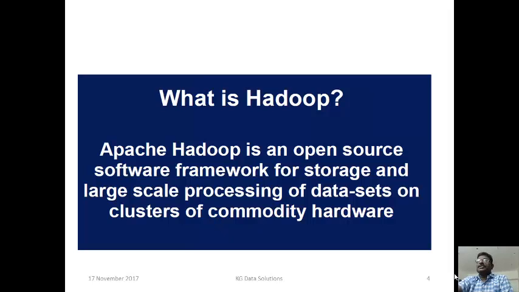Apache Hadoop is an open source software framework for storage and large scale processing of data sets on clusters of commodity hardware. If you look at the definition closely, Apache is an organization and Hadoop is a product. It's open source. What is open source software? A software is open when you can download it for free. That is one thing. Another thing is that you will have the source code with it, so you can modify the code also.